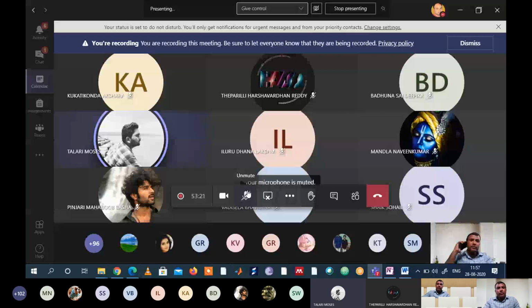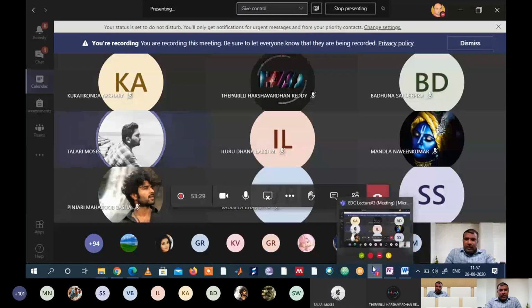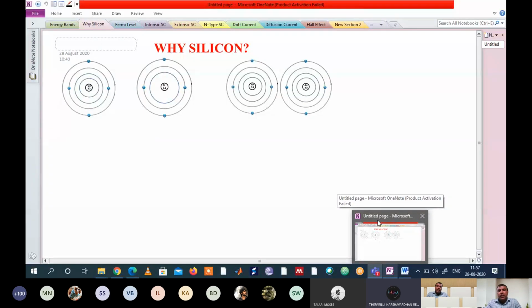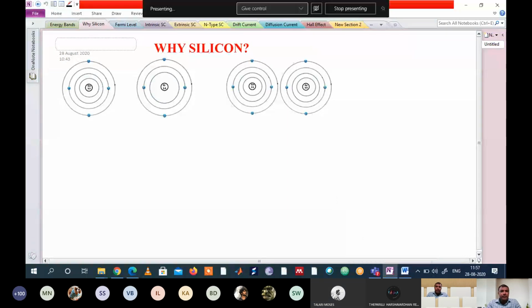Yes, anyone? Why is silicon best preferred in electronics? Harshavardhan Reddy: it is less expensive. No, silicon is costly compared to germanium, isn't it?